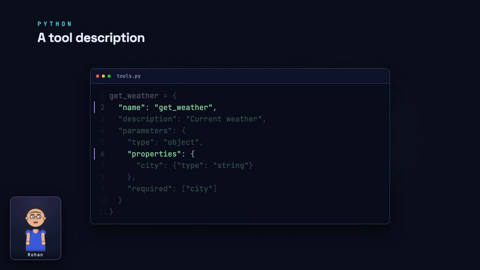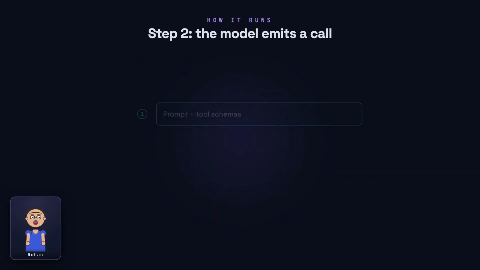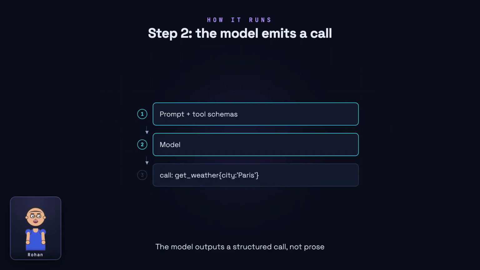Here's a real tool description. Notice, it is just data, a JSON schema. It says the tool is called get_weather and takes one required string, city. The model reads this. It does not see your implementation. Step 2. Given the prompt and the tool schemas, the model decides it needs the weather and emits a structured call, the tool name plus arguments filled in. This is not prose for the user, it's a machine-readable request aimed at your code.